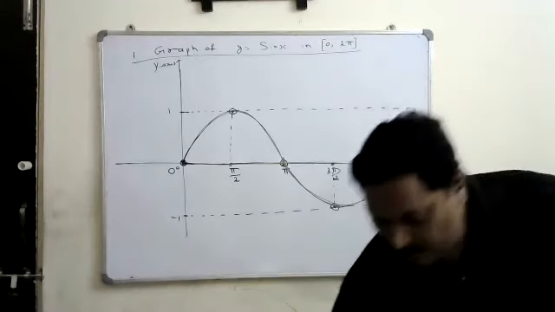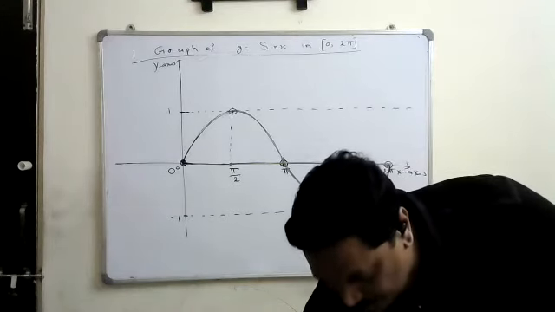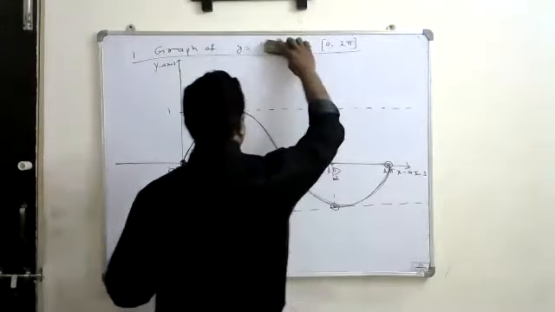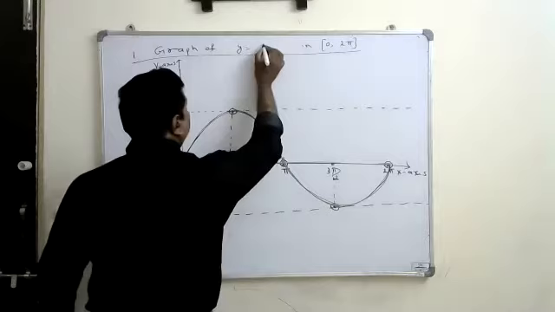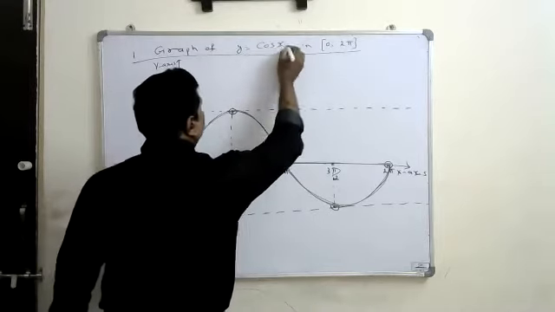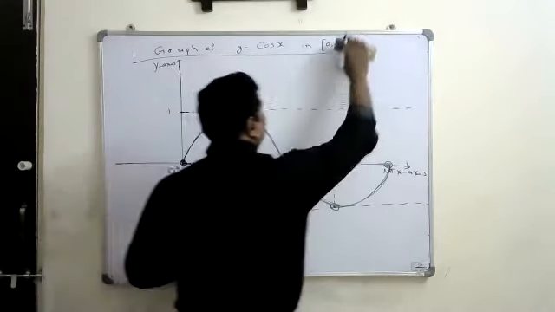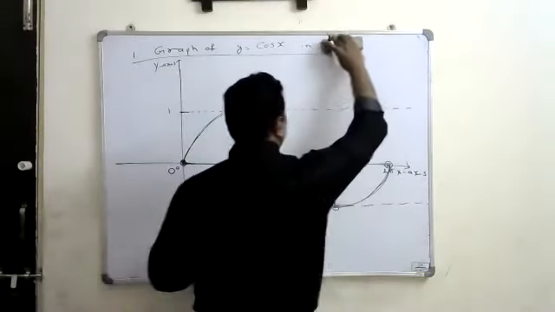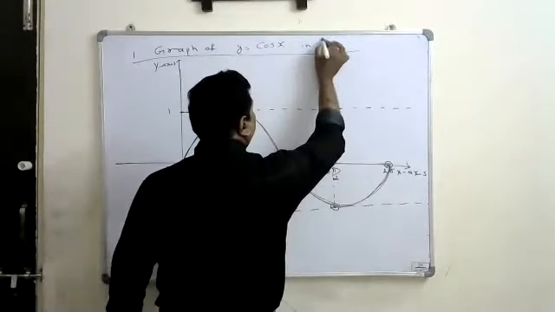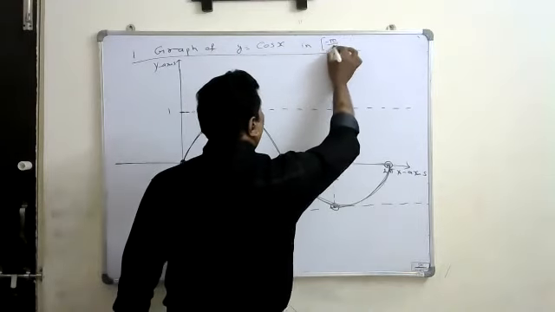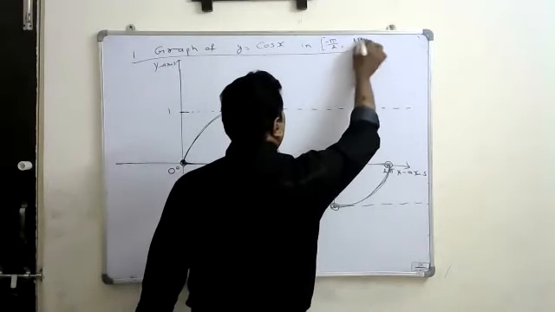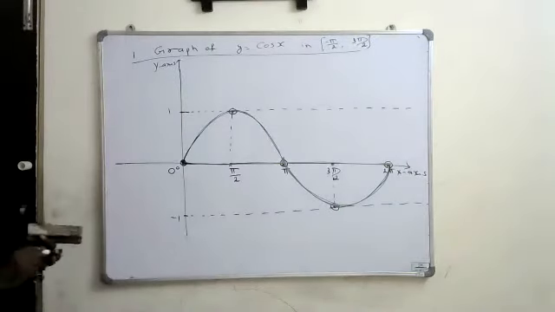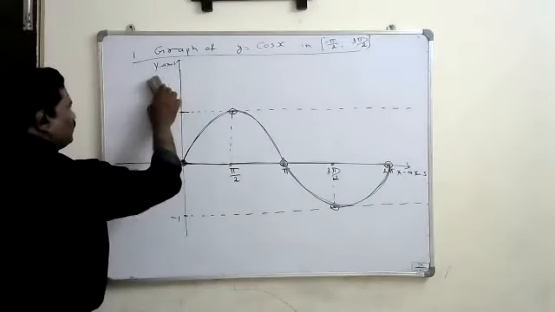Now you will see the graph of cos x. Look at this: graph of y equal to cos x. Between minus pi by 2 to 3 pi by 2, we will draw the graph of cos x.